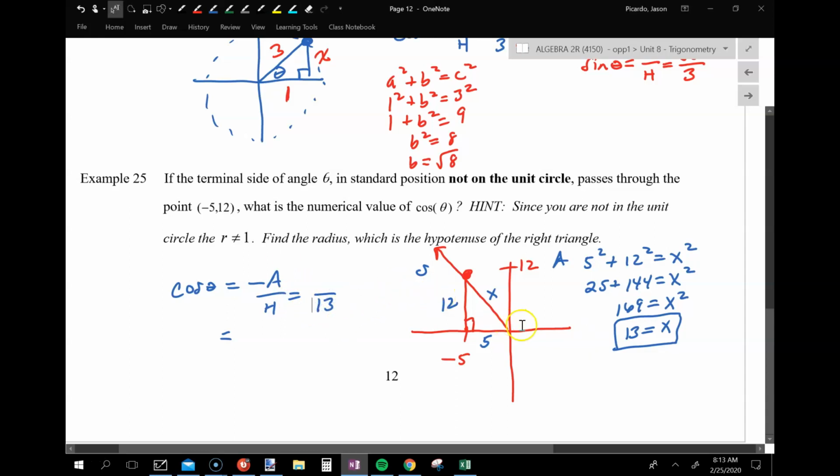And what's the side adjacent? This is the one that people have the hardest time with. Well, it's the one that's not opposite. Well, what's opposite? 12 is opposite, so adjacent must be the 5. So I have negative 5/13.